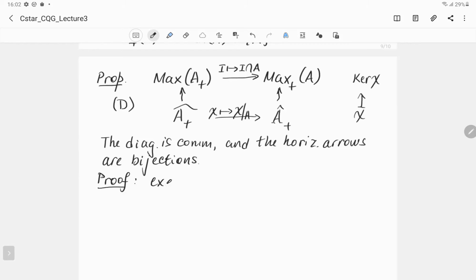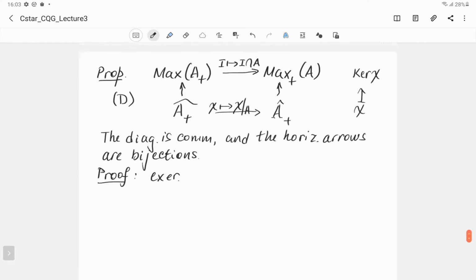In fact, the lower horizontal arrow is a bijection by the universal property of the unitization. This is trivial. So the only non-trivial point is to show that the upper horizontal arrow is a bijection. Fortunately, if A is a Banach algebra, then the upper horizontal arrow is a bijection for some very simple reasons. Namely, we have the following proposition.